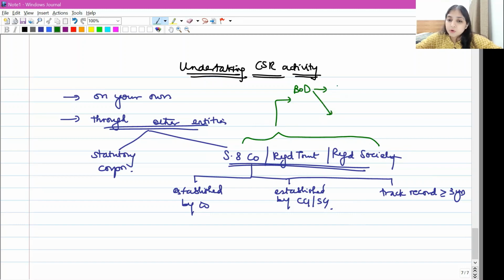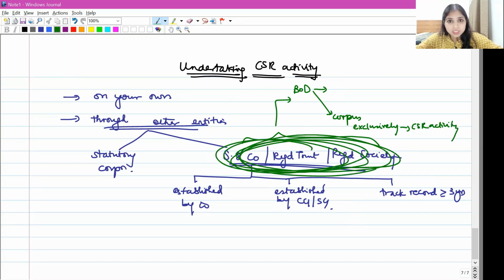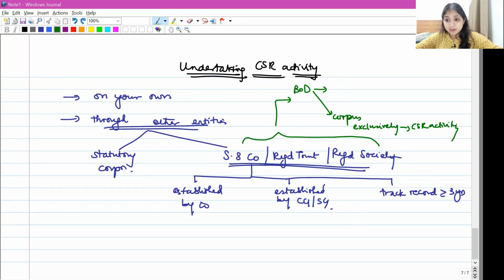Either the board can simply put the money into the corpus. Remember, we spoke about this earlier. We had kept this concept pending. So in case this Section 8 company, registered trust, registered society is formed exclusively just for the purpose of doing CSR activity, listen carefully, the company is doing CSR activity through these entities, and these entities are formed just for doing CSR activity, then the company can simply give the money to the corpus of these entities. Corpus is like the main fund, the core fund.